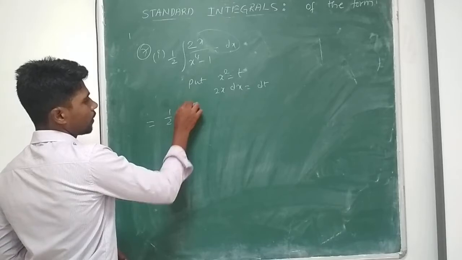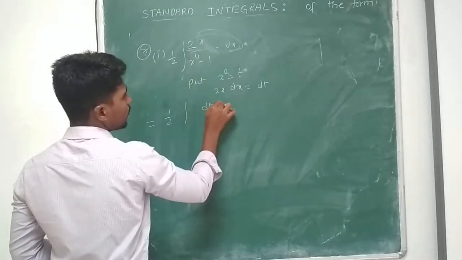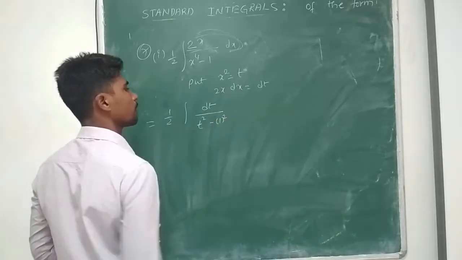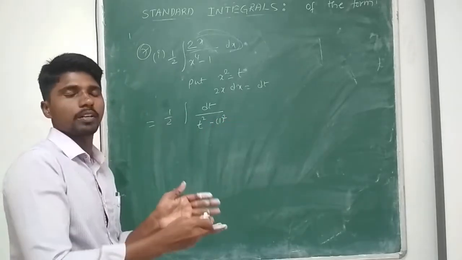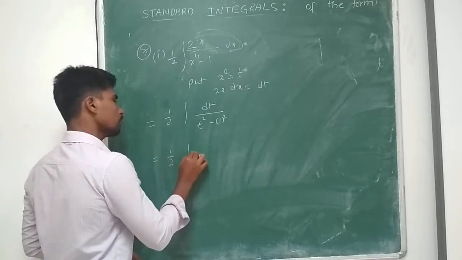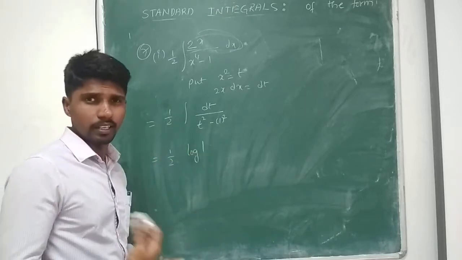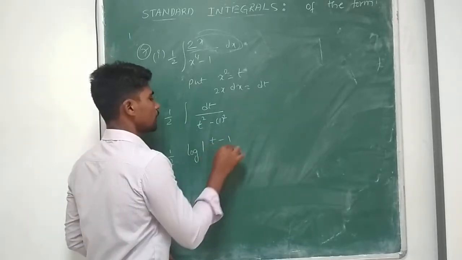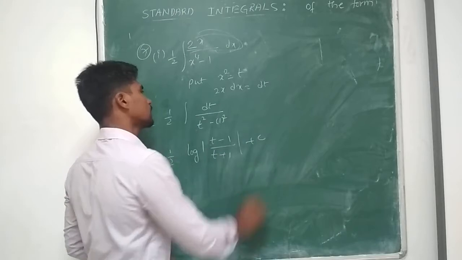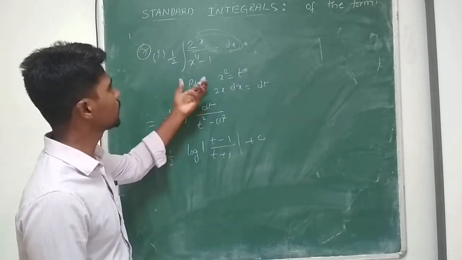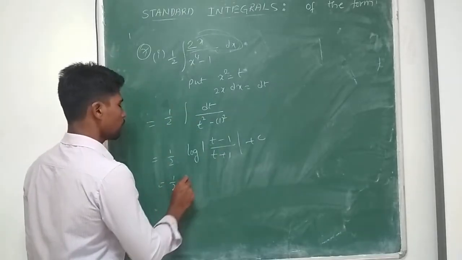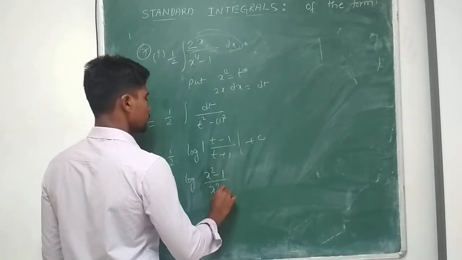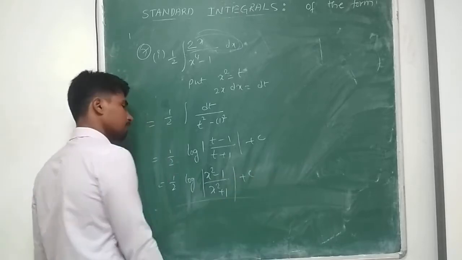So 1 by 2 integral 2x dx can be written as dt, by x power 4 can be written as t square minus 1 can be written as 1 square. So it is in the form 1 by x square minus a square, which is nothing but equal to log modulus of x minus a by x plus a, so t minus 1 by t plus 1 plus a constant. But it is not t. We need the answer in terms of x. So we get the answer as 1 by 2 log of x square minus 1 by x square plus 1 plus a constant c.